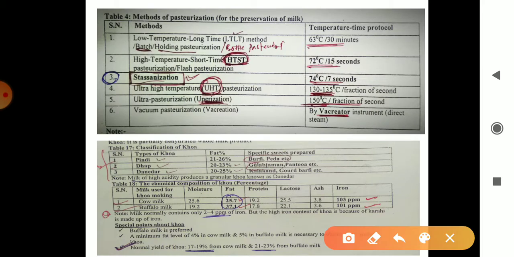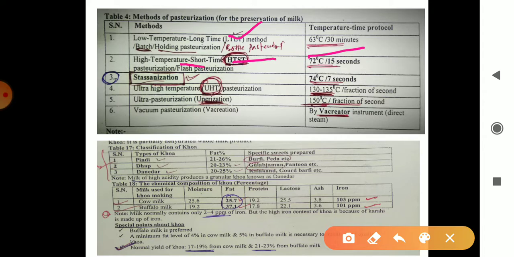Coming to pasteurization, it is a process in which we are killing the microorganisms along with their spores. There are different types of pasteurization. LTLT, low temperature long time, is also known as batch or bottle pasteurization. It is 63 degrees for 30 minutes.